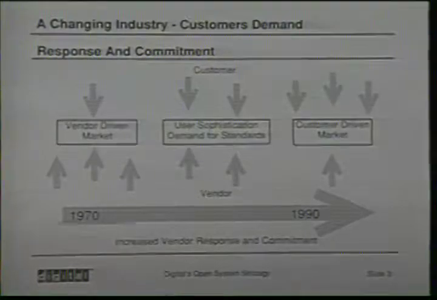Now, obviously, times have changed since that period. Where we are in the 90s now is we have a customer-driven market. The education, sophistication of the customers has come to the point where the customer is really calling the shots. The vendor is reacting to customer demand. So from the 70s to the 90s, we've gone along a continuum which has had an increasing sophistication and demand on the part of the users for openness, and the vendors are now in a position of reacting to that customer demand.